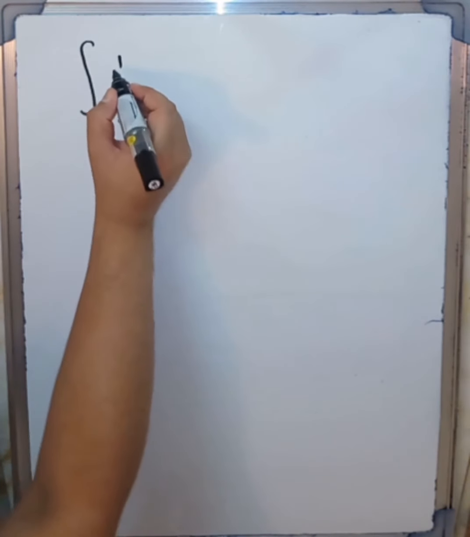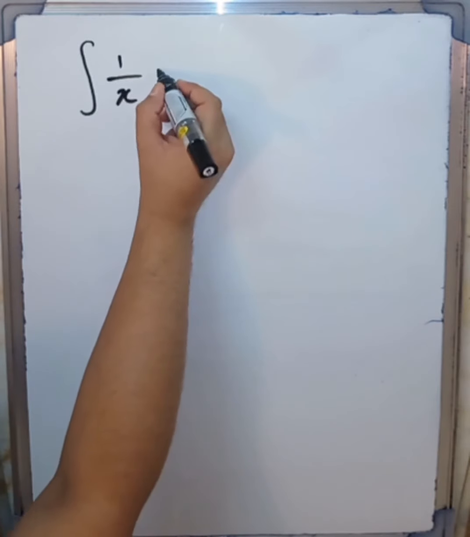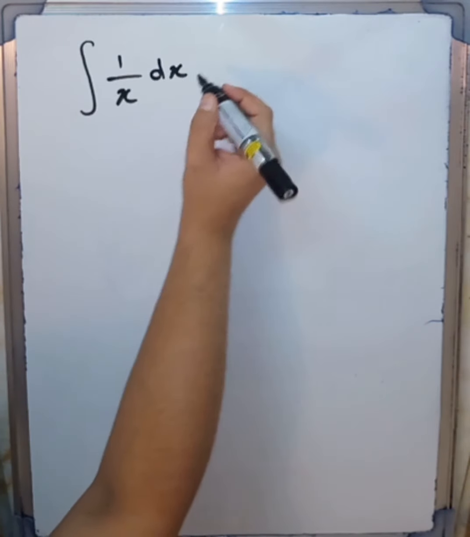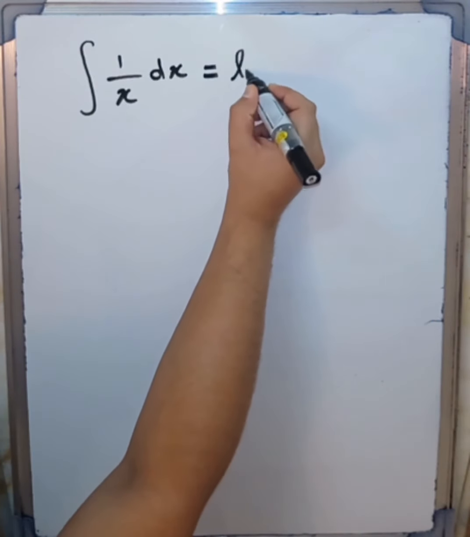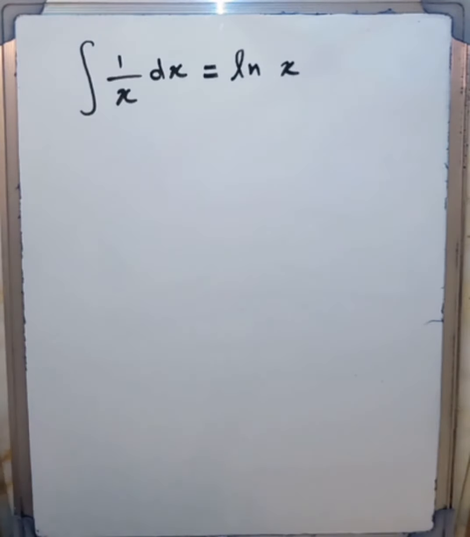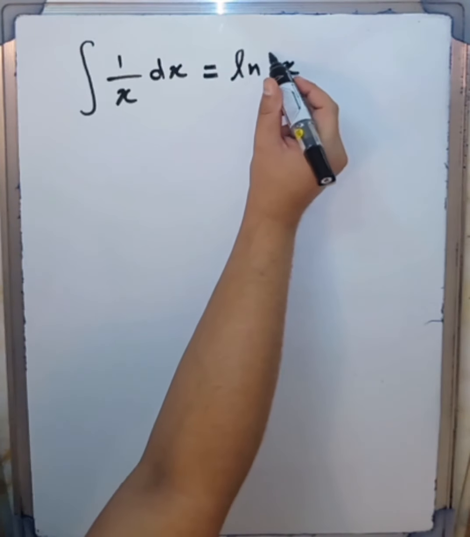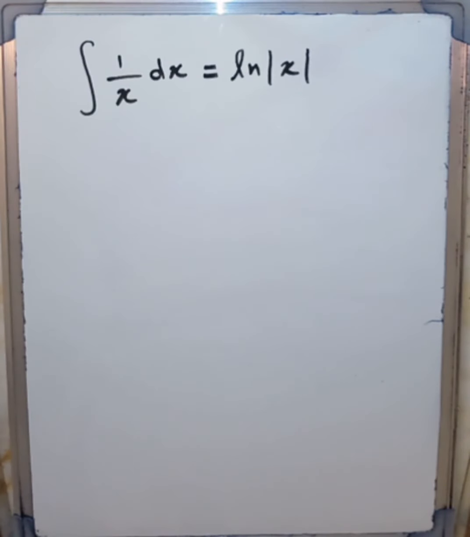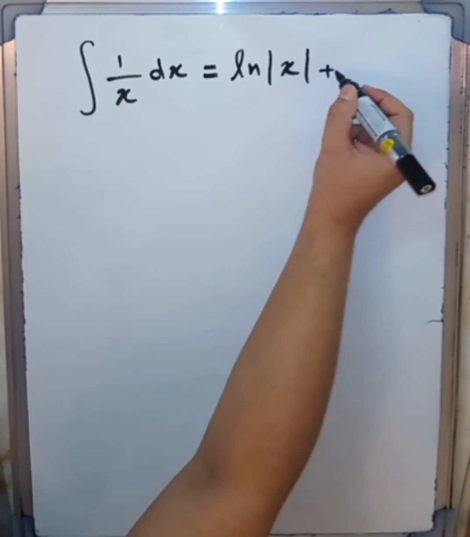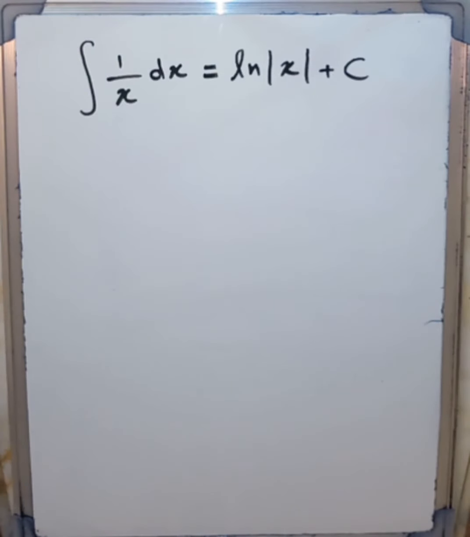Integration of 1 by x with respect to x is equal to ln x. Because we know that ln is defined only for positive values, in this formula we will put modulus or absolute value, and this is an indefinite integral, so we will put plus c, that is the constant of integration.